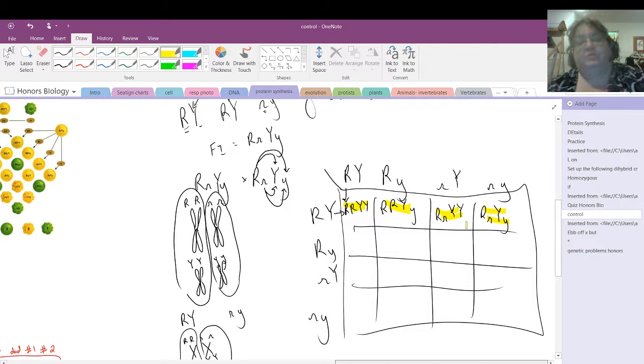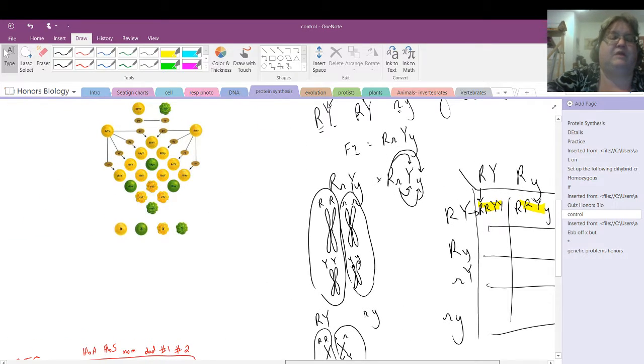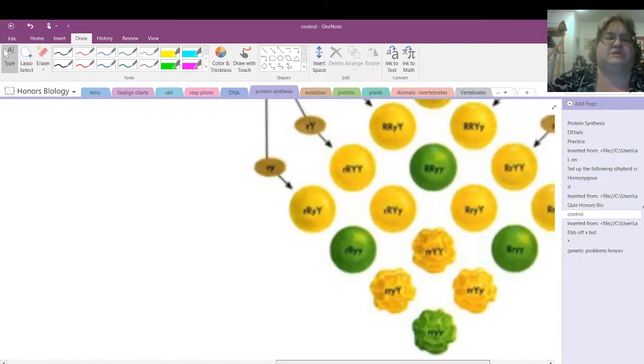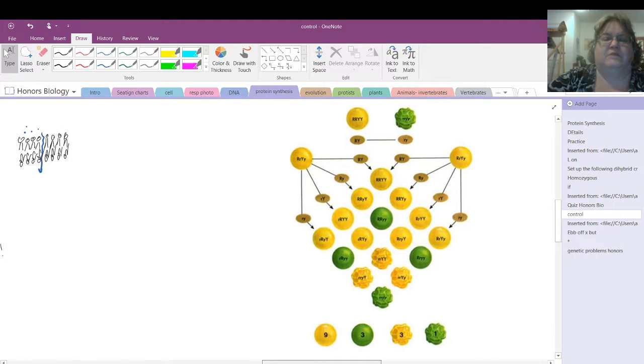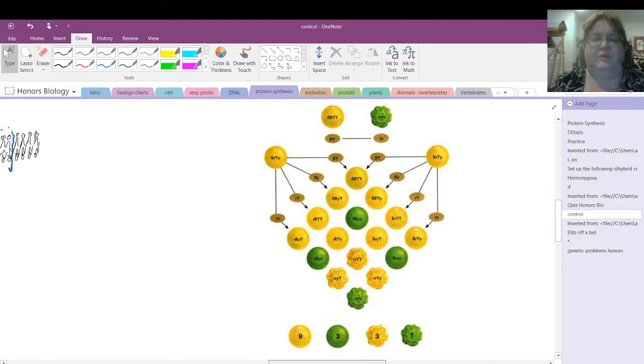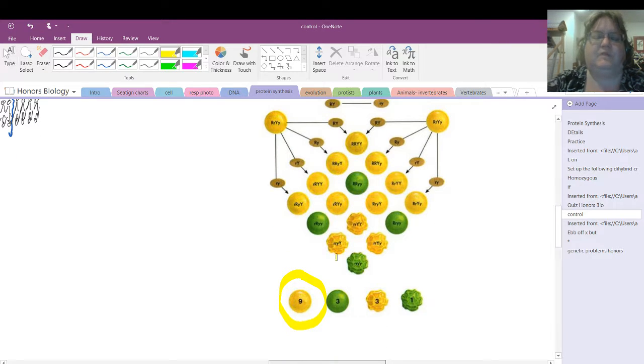Now, you can go ahead and fill this in, and I want to check this when we come back to class. Just to save us some time, this is what you would get. This is just rotated a few angles, but this is what you get. You should get 9 yellow round, 3 green and round, 3 yellow wrinkled, 1 green and wrinkled.